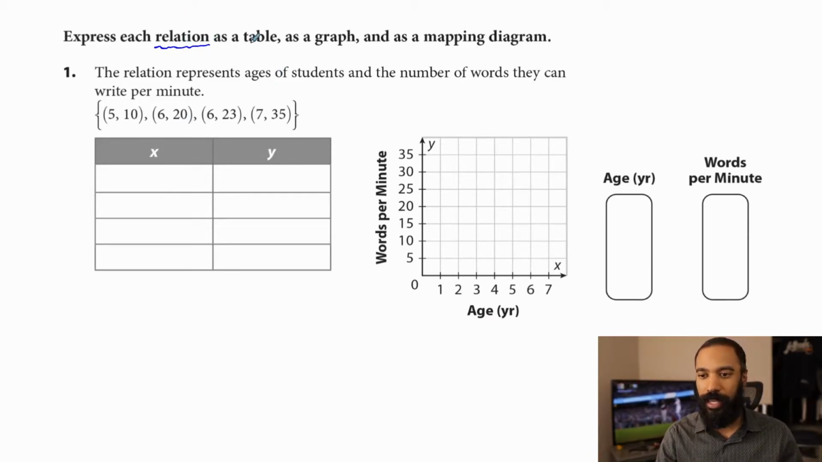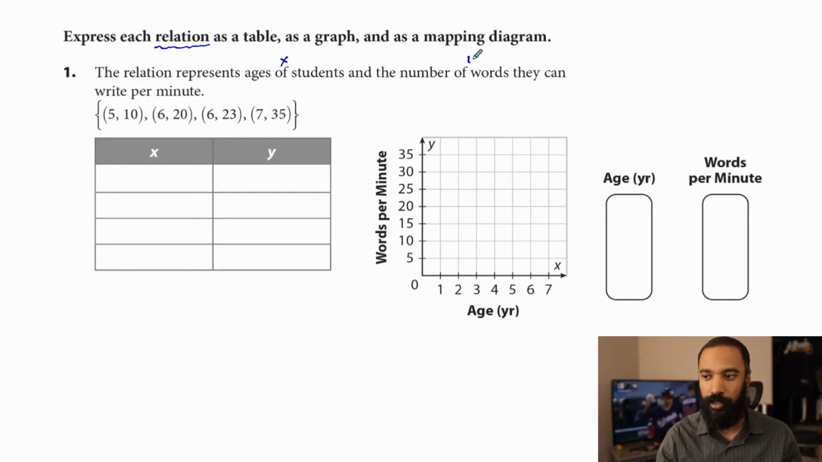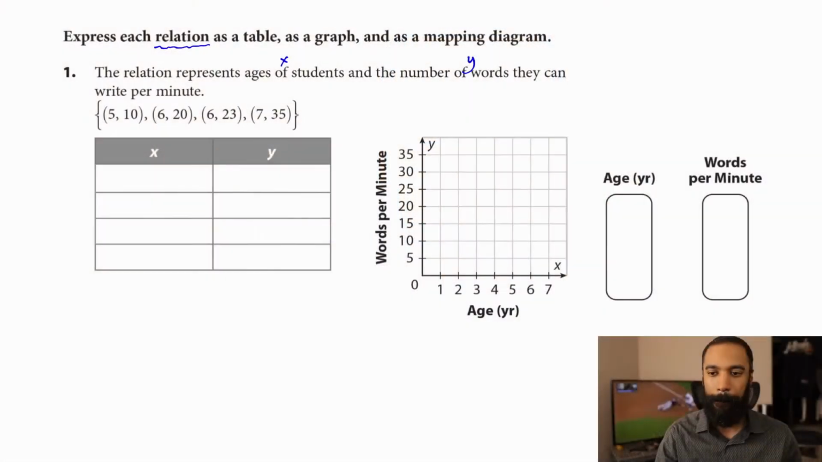Okay, express each relation as a table, as a graph, and as a mapping diagram. I'm sure you know the first two. Let's make sure we know what that last one looks like. Number one, the relation represents ages of students and the number of words they can write per minute. So again, students, when they're saying that respectively, they're saying ages of students is gonna represent X, number of words they can write is gonna represent Y. So there is a word problem context within here, and we just wanna make sure that we know how to tie that into play. These have actual references. Cool. So let's go and check this out, see what they got.